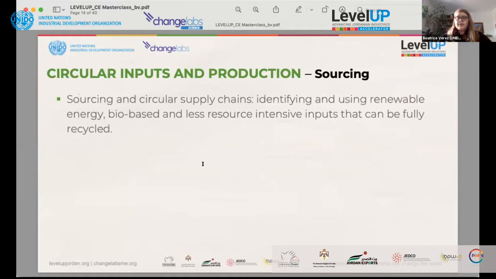So if we start with the inputs and production itself, and if you look at sourcing, the foundational principle for circular economy is that you're identifying and using renewable energy, bio-based and less resource-intensive inputs that can be fully recycled. As I said before, that can be technical or biological nutrients when I talk about recycling and returning to nature. So really, when you're sourcing, you have to keep that in mind. Is the point of your sourcing to preserve the technical nutrients or the biological ones? And I'm going to keep emphasizing this point as we go along.